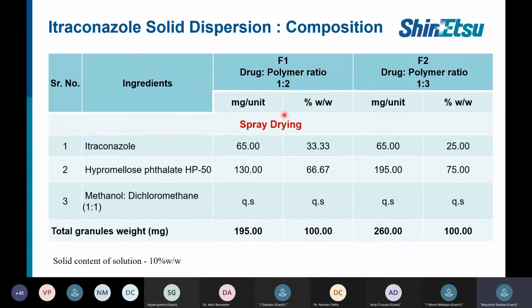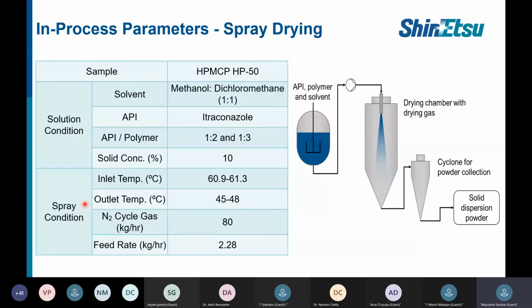There are a few changes because, being a spray drying process, you need not use any extra excipient. So you simply dissolve the API and polymer in the common solvent and spray into the spray dryer drying chamber. Solid dispersion powder is the ultimate outcome. The parameters we generally consider in solution preparation are the solvent, API, drug polymer ratio, and the solid concentration. We kept the solid concentration the same, that is 10%.